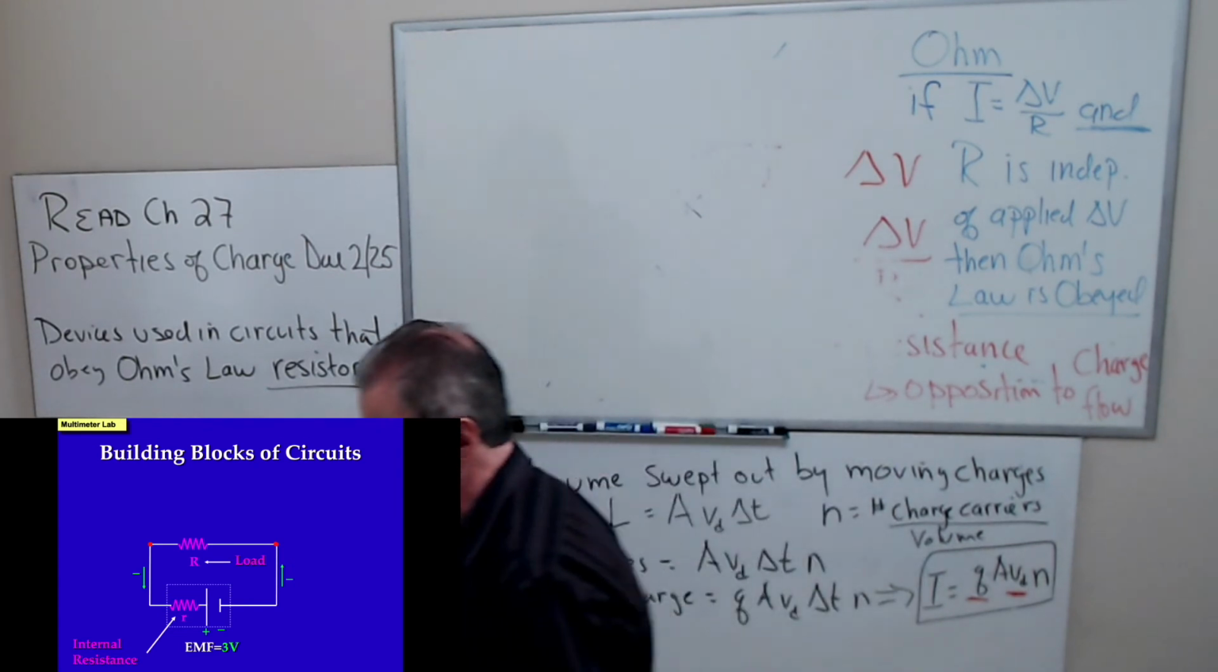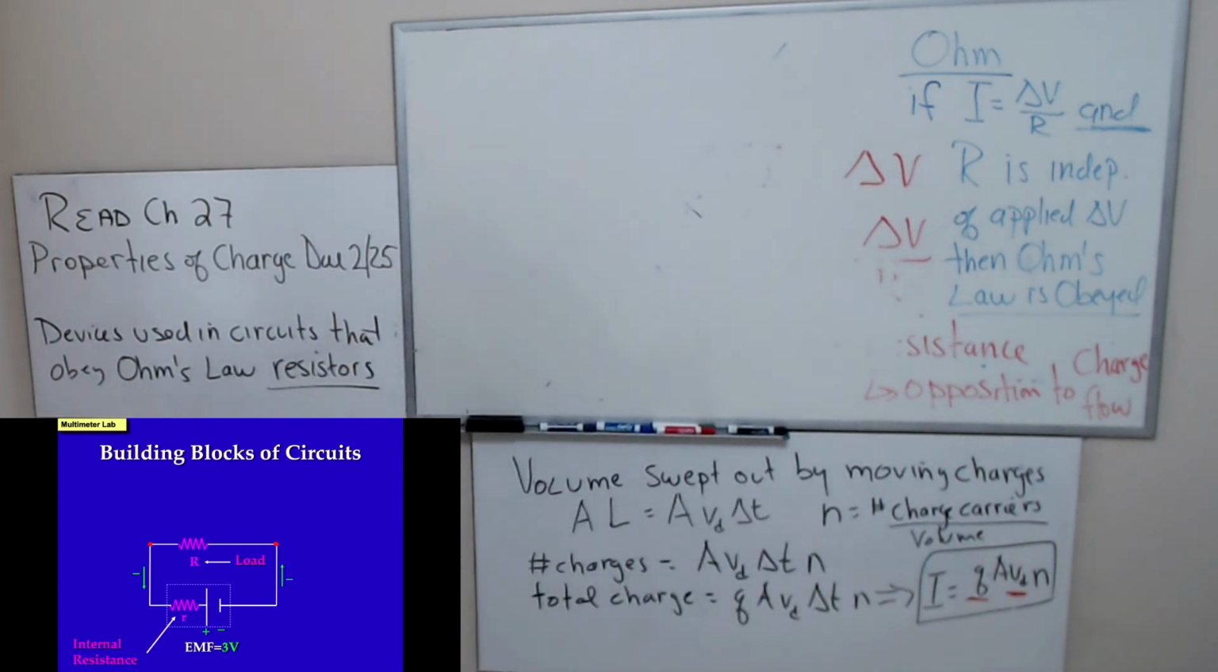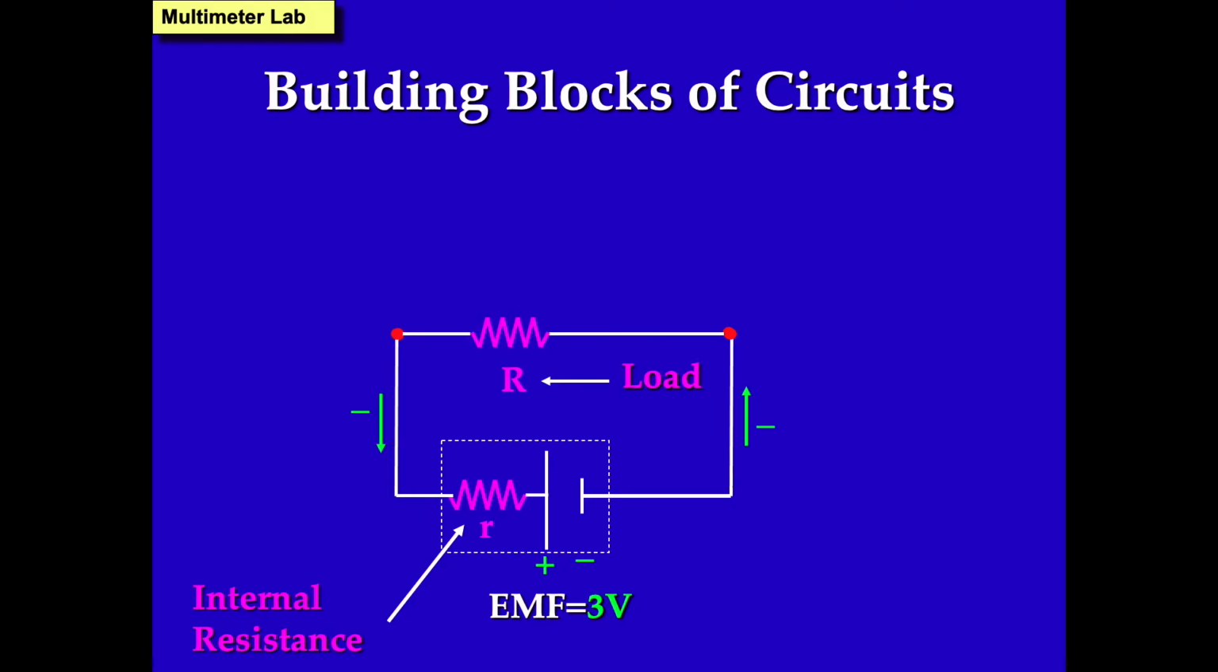So let me say something about the internal resistance, because it used to bother me as a student as to what that means. The internal resistance just represents the effect of the chemical properties of the battery, or the power supply, the mechanical properties of the power supply. There's no real actual resistor in there. You draw that in there just to represent the effect of the chemical properties of the battery.